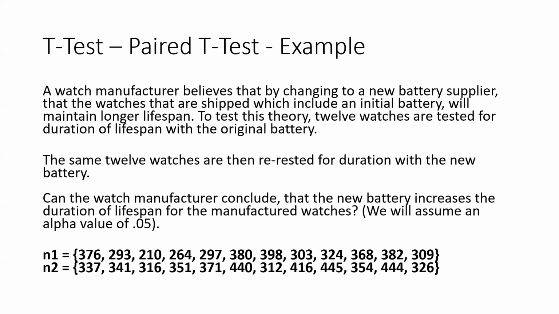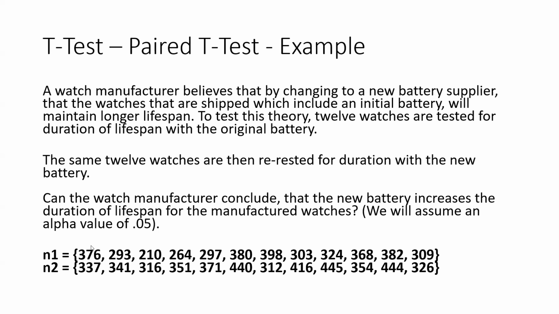Here is a paired t-test example. A watch manufacturer believes that by changing to a new battery supplier, the watches that are shipped, which initially included an initial battery, will maintain longer lifespan. To test this theory, 12 watches are tested for the duration of the lifespan with the original battery. The same 12 watches are then retested for the duration with the new battery. So we have watches which are being tested. This is with N1 the condition of the old battery, and N2 the new battery.